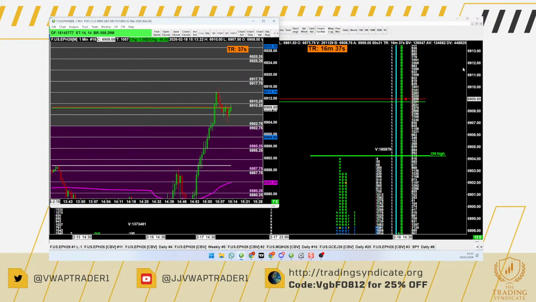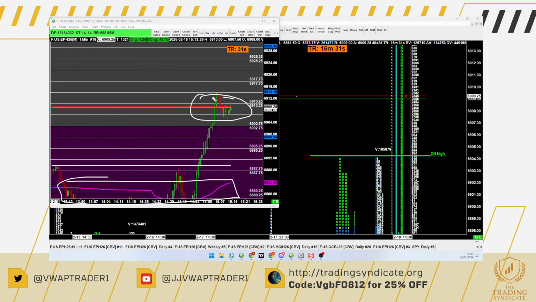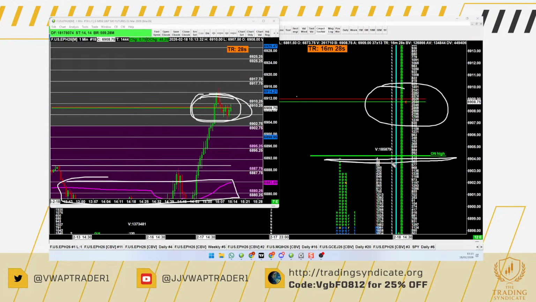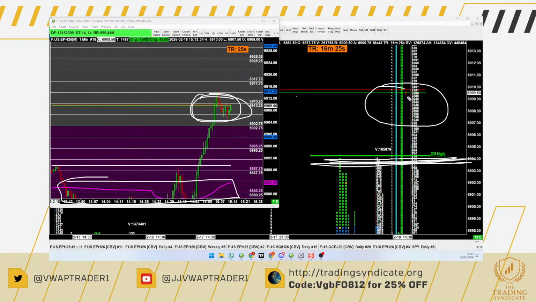Now we're in distribution, right? We're distributing the cheap stuff I told you we would. We're selling it up here. That's why it's kind of chopping around. The shorts are bid under 4, and they're holding the market up, allowing us to sell up here.